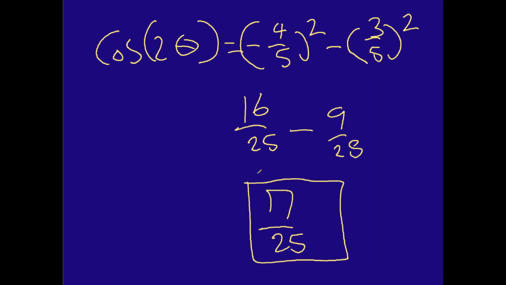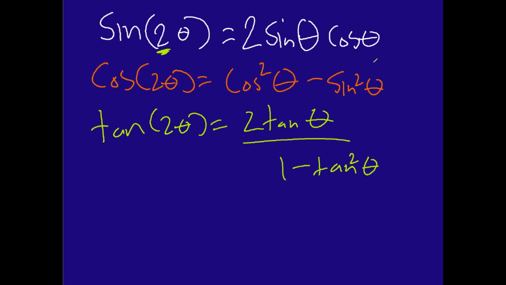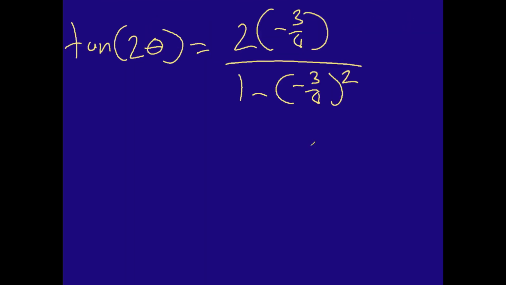All right, let's do the last one, and that is going to be with tangent. Tangent is always a little bit trickier. Tangent 2 theta equals the following: 2 times the quantity of 3 over 4, and that is all the numerator. The denominator is going to be 1 minus negative 3 over 4, squared. Let's go back to the formula real quick. For tangent, you do 2 times tangent, and tangent is opposite over adjacent, and then in the bottom you have just tangent squared. So it's kind of the same thing twice. All right, let's deal with the numerator first.